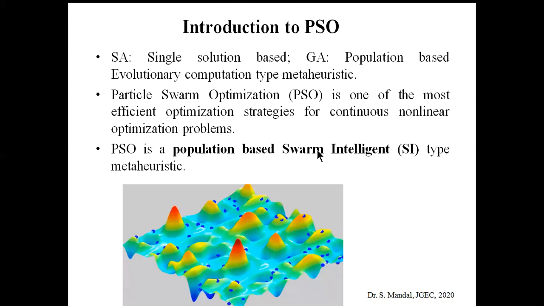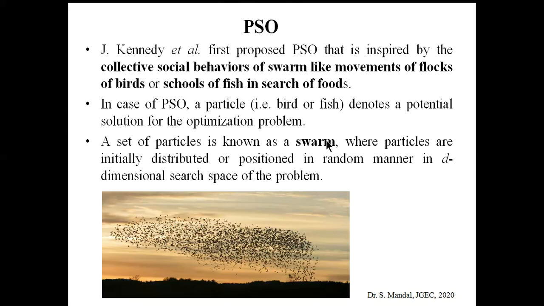Okay. So we have already discussed population based metaheuristics. Now coming to the part swarm intelligence. Now let's see what is PSO. So first of all, Kennedy proposed PSO, particle swarm optimization, and it is inspired by the collective social behavior of swarms, like the movement of flocks of birds or schools of fish in search of food.